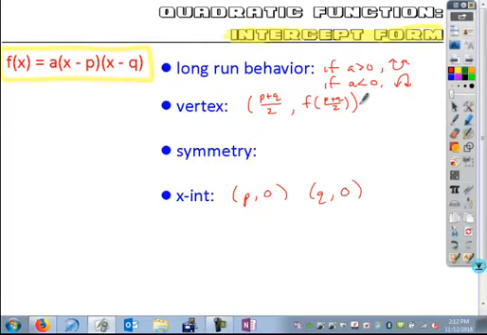Okay, because of the symmetry, the line of symmetry is a vertical line through the x-coordinate of the vertex. So it's going to be x equals (p + q) over 2. That would be your line of symmetry.